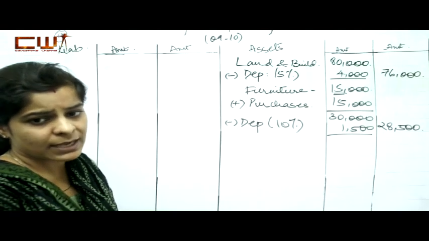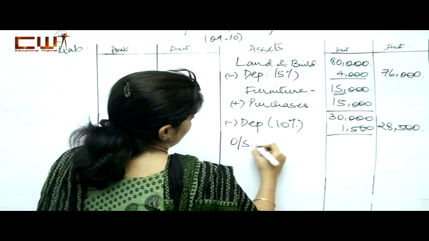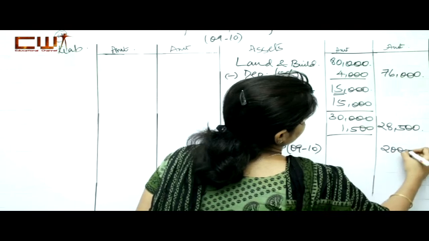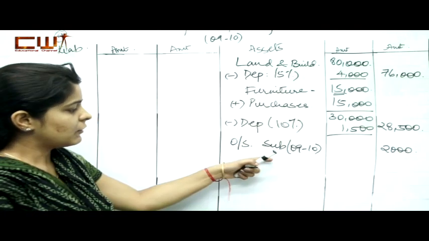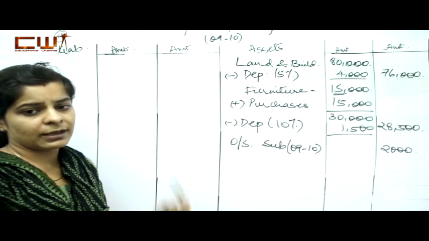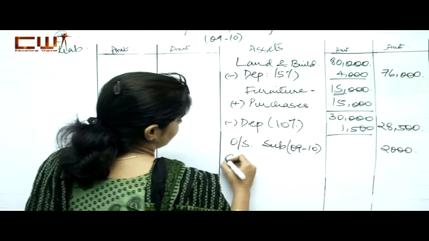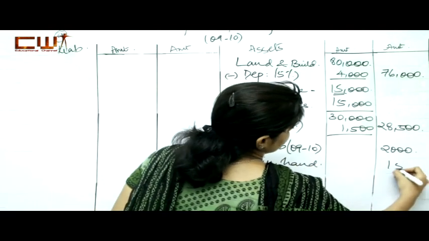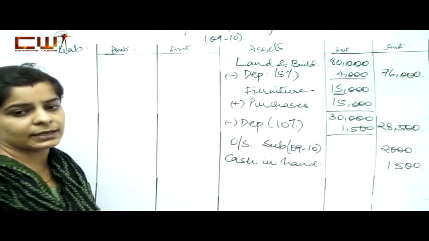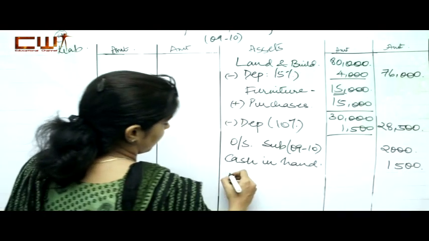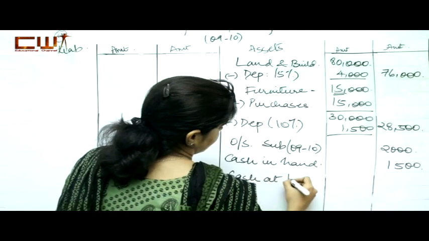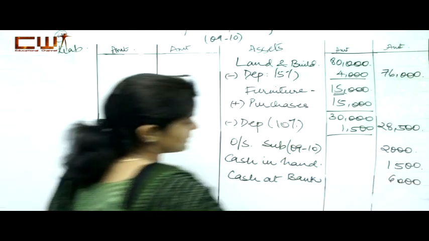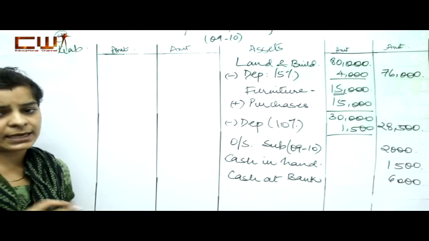Next is outstanding subscription, 2,000. Outstanding subscription for this year is 2,000. You will write it in the final, because there is no adjustment. You have already added this on the income side. Next is cash in hand, 1,500. Cash in hand is given in the question as 1,500. You will write it directly, as there is no adjustment. They have also given cash at bank in the question, 6,000. So on the asset side you have cash at bank 6,000 as the last amount.